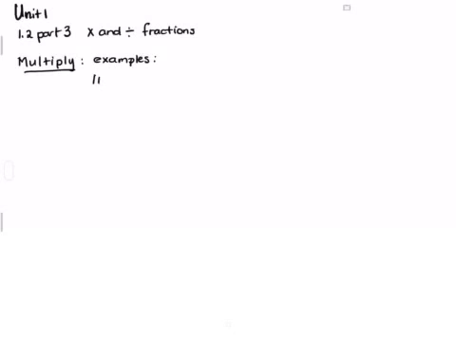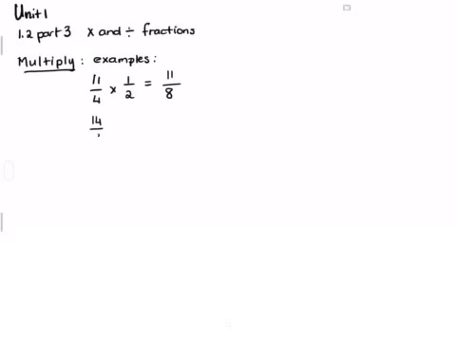So imagine I had 11 over 4 multiplied by 1 over 2. Your multiplying rule simply says top times top, bottom times bottom. So 11 times 1 equals 11. 4 times 2 equals 8.